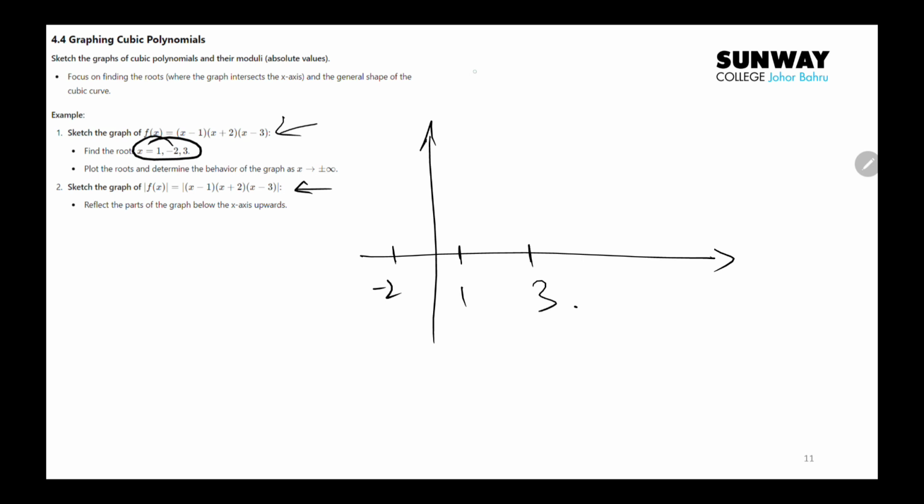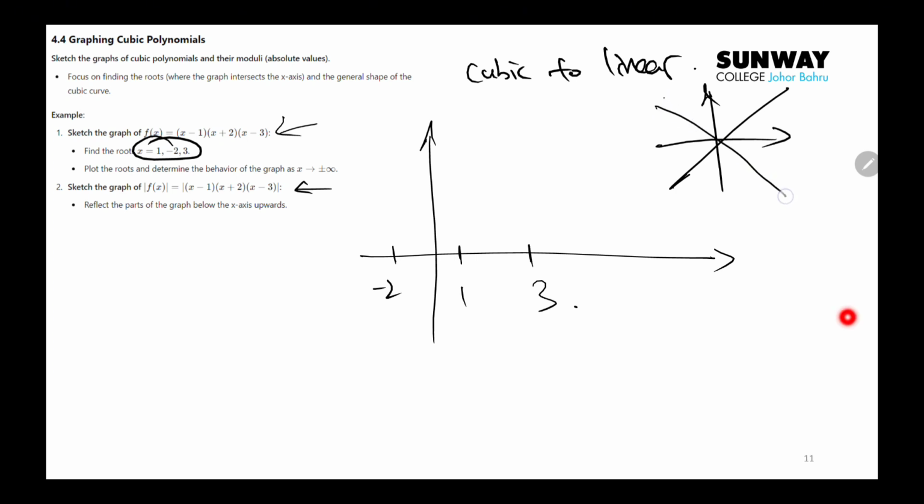A cubic equation is similar to a linear equation. It will grow from the bottom left to the top right if the highest power is positive. If the highest power is negative, then of course it will grow the other way around. So in this case, the highest power is positive, so we know it will grow like that. Since it has 3 x-intercepts, it will surely pass through all these 3 points at least once. So this is the only possible way to draw the cubic equation on this page.